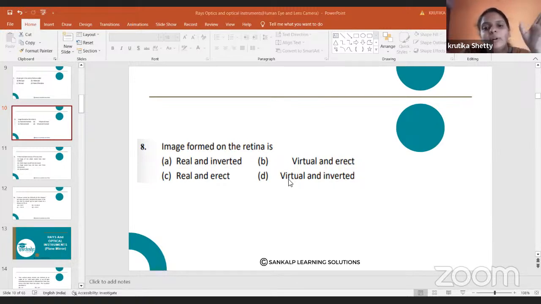Not virtual inverted. Virtual means you cannot catch it on the screen. I told you the retina is like a screen. You can catch the images on the retina, means it is always real. And here it is always an erect image. Yes, option A is correct here.